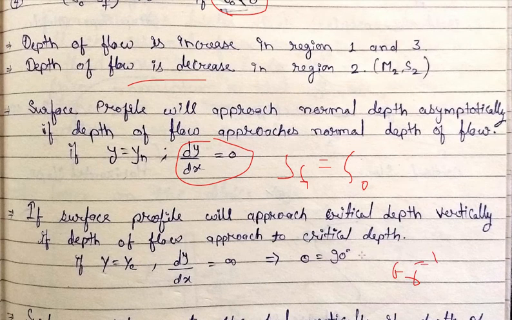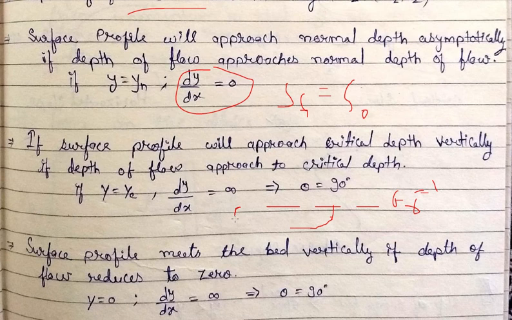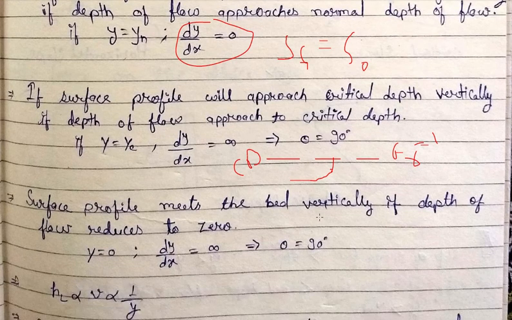So here theta equals 90 degrees. That means at the critical depth, the water profile makes a 90-degree angle to the critical depth. This is the 90-degree angle, and for the critical depth, that means it is a CDL line. This is the CDL line, critical depth line, and this is the slope of water, that means the surface water profile. So it will make a 90-degree angle to the CDL.